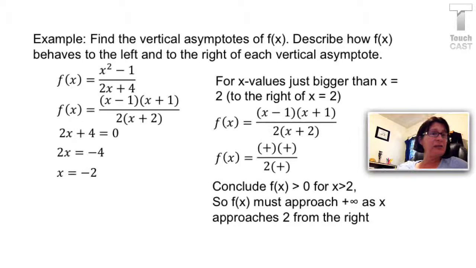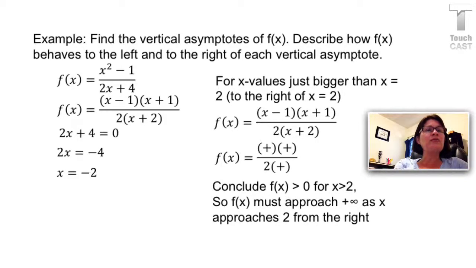So I've discovered that I'm going to have a vertical asymptote at x equals negative 2, and I've been asked to describe how the function behaves to the left and to the right of the vertical asymptote. So in this case, x equals 2. Well, I know for there to be a vertical asymptote, that means the function will have to approach infinity or negative infinity coming from the left and or the right. So I'm going to start by figuring out what this function does as I approach x equals 2 from the right, from numbers that are just a little bit bigger than 2.